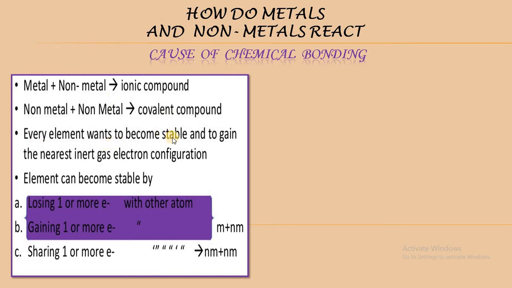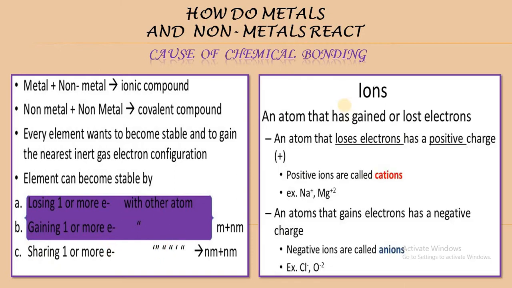Every element wants to become stable, and for this they always need to gain the nearest inner gas electron configuration. जितने भी एलिमेंट्स होते हैं अगर उन्हें स्टेबल बनना है तो उन्हें कोई भी एक चीज करनी पड़ेगी. Number 1, either they lose one or more electron with other atom. Number 2, either they gain one or more electron with other atom. Or number 3, they can share one or more electron with other atom.